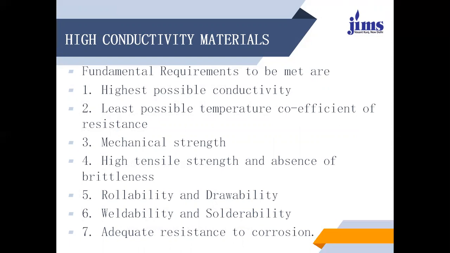The fundamental requirements for a high conductivity material are: the highest possible conductivity, and the least possible temperature coefficient of resistance, meaning the change in resistance with temperature will be least. There must be high mechanical strength, high tensile strength, and absence of brittleness, so the material is never brittle in nature. The material must have rollability and durability. Rollability means we can roll the material and convert it into different shapes, whatever shapes are required.